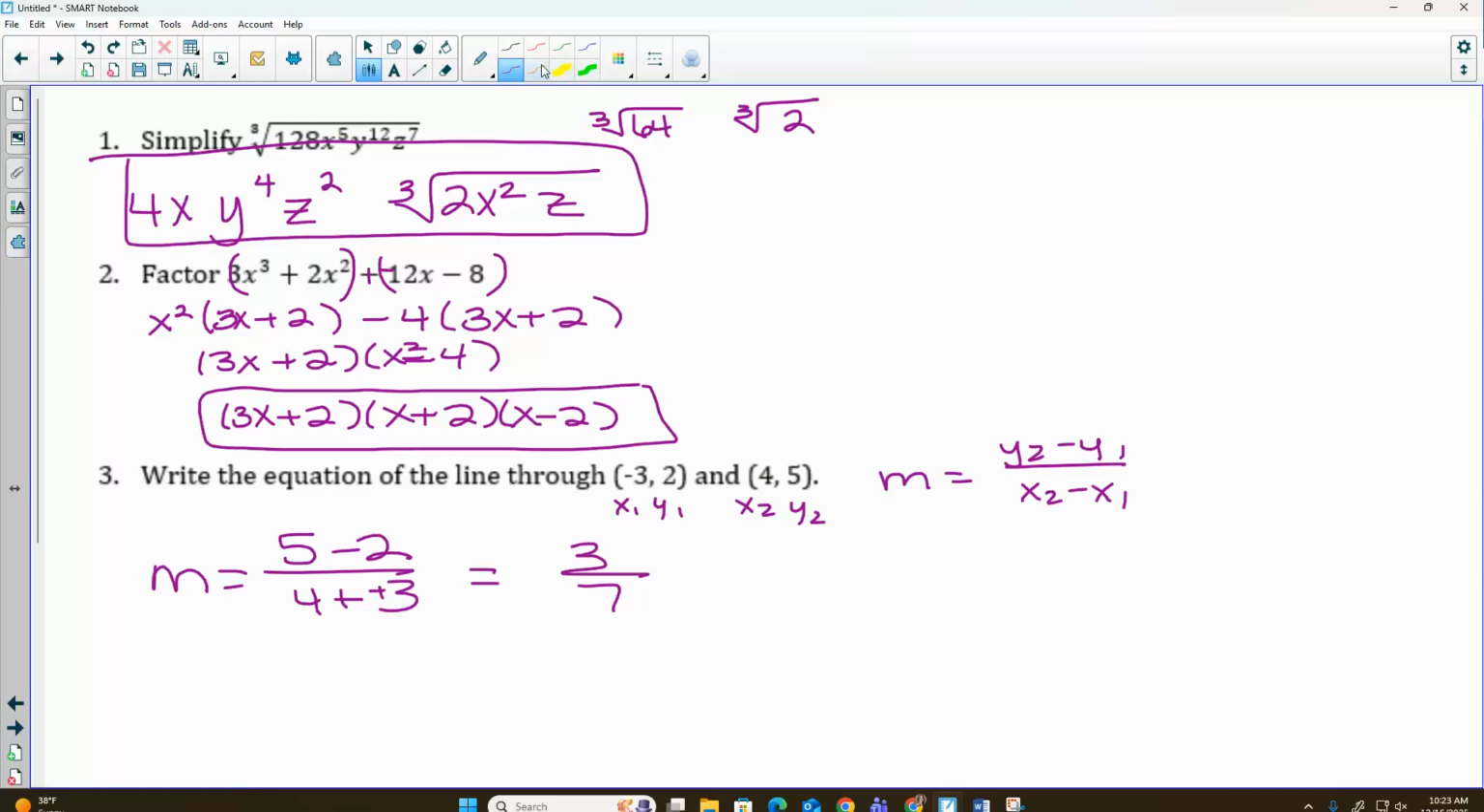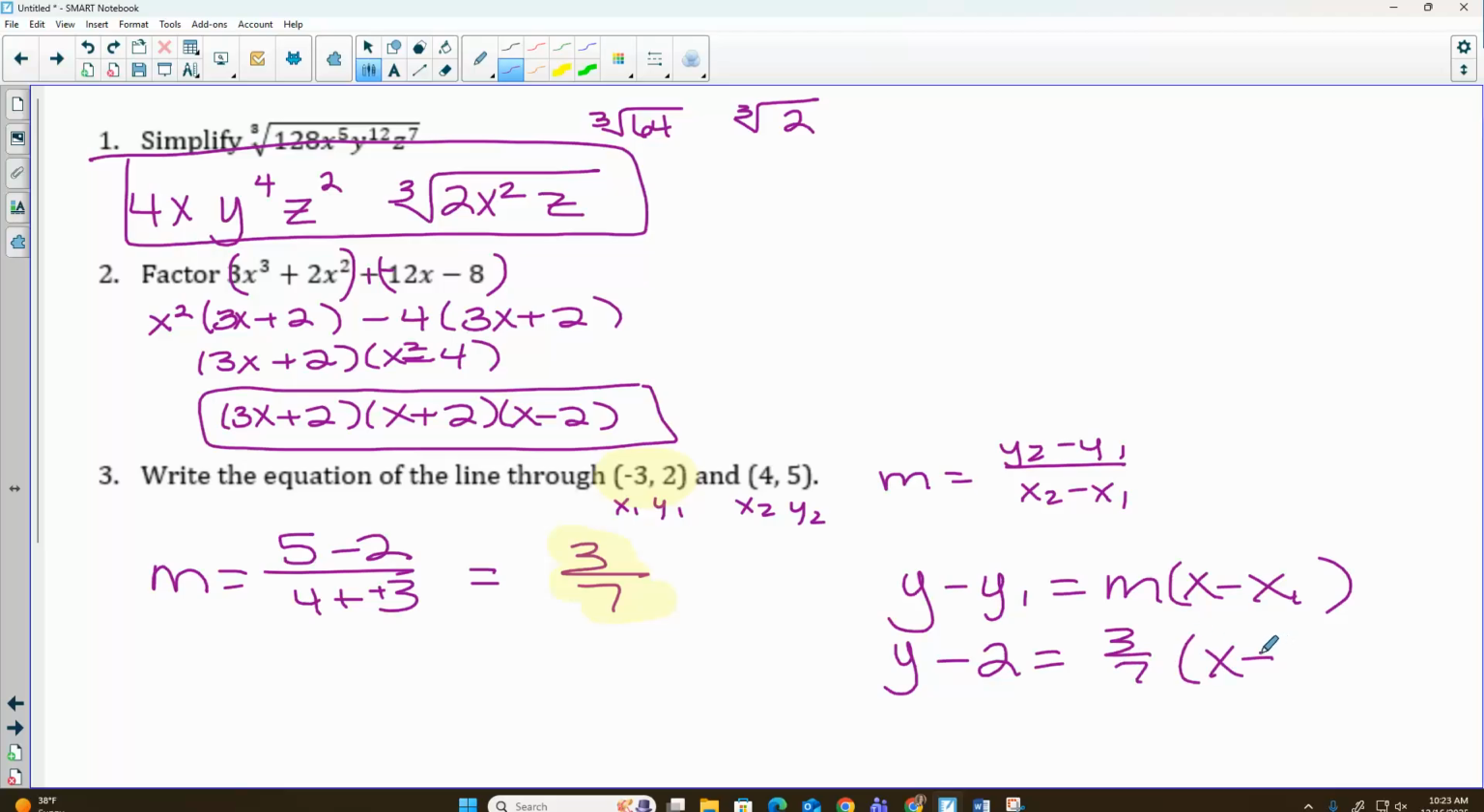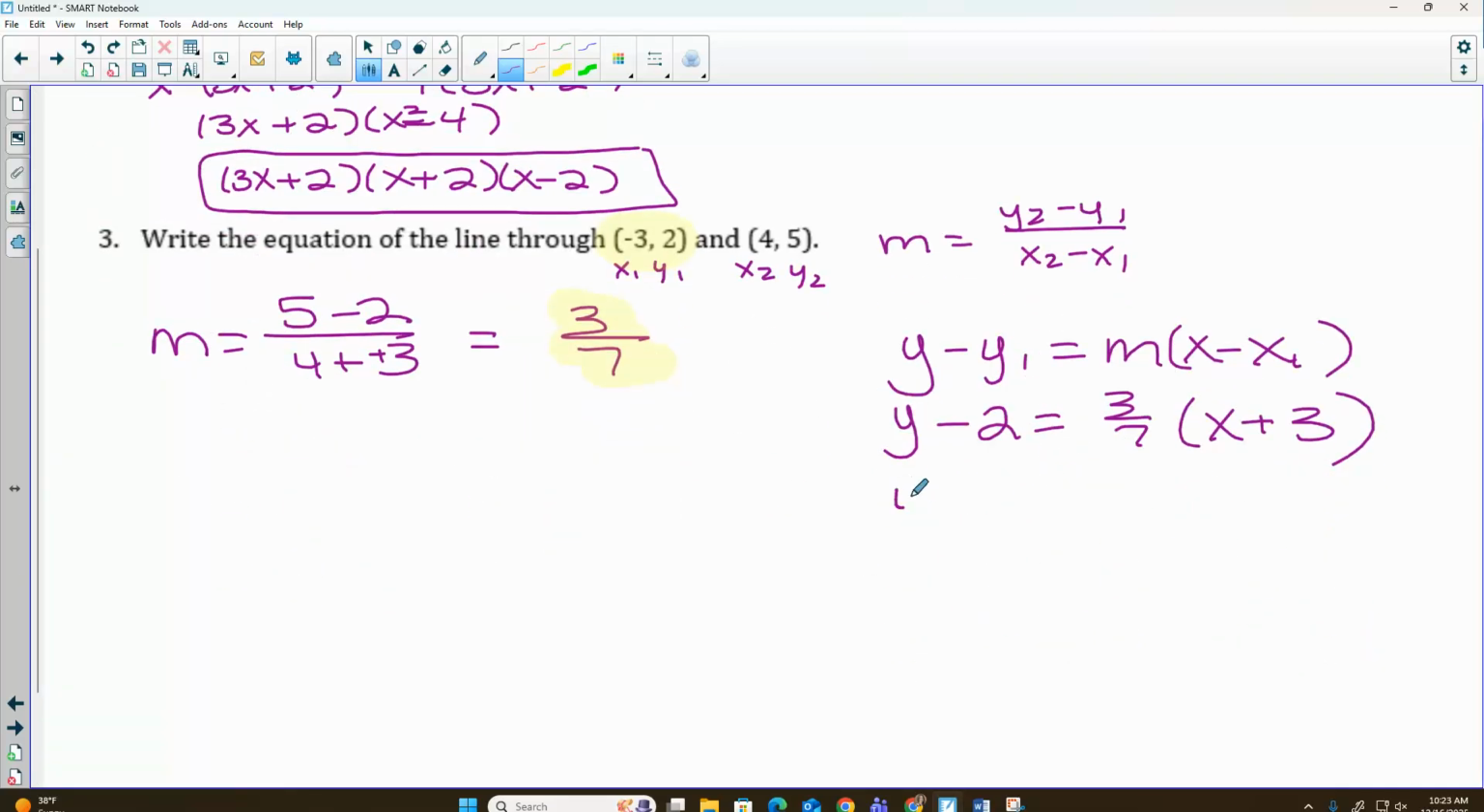Then we take that and one of our points, you can use either one, I'll just go with the first, and you have to write the equation of the line. So y minus y1 equals m times x minus x1. So y minus 2 equals 3/7 x minus negative, so plus 3. Distribute, and then add over the 2, so we should get y equals 3/7 x plus 23 over 7.